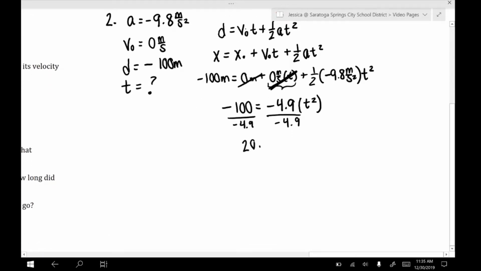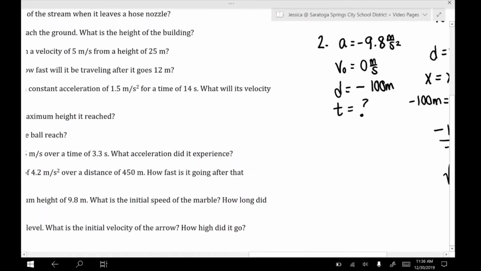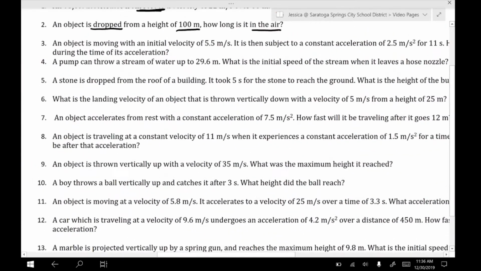So I got 20.4 is t squared. From there, I have to square root both sides. And that gives me a value of 4.5 seconds for the time. So it took 4.5 seconds for this object to fall 100 meters. Okay, let's take a look at number 3.